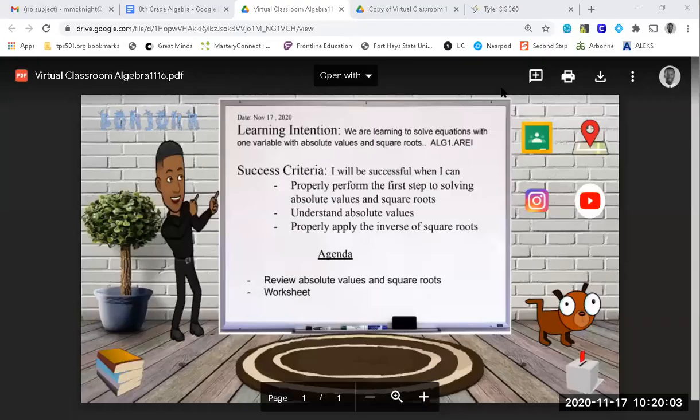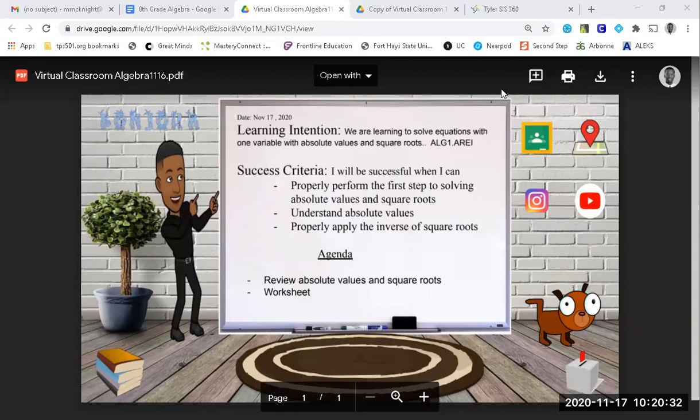All right, so for today's class, we are looking at standard AREI, which really just focuses on extraneous solutions. We'll just make it simple. We're going to be solving equations with absolute values, square roots, or just rational equations with one variable. It will be very simple. We've been doing this. We're just going to continue working some problems.